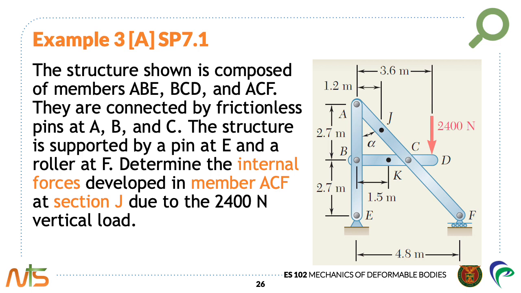For the last example, example number 3, the structure shown is composed of members ABE, BCD, and ACF. They are connected by frictionless pins at A, B, and C. The structure is supported by a pin at E and a roller at F. Determine the internal forces developed in member ACF at section J due to the 2,400 Newton vertical load.